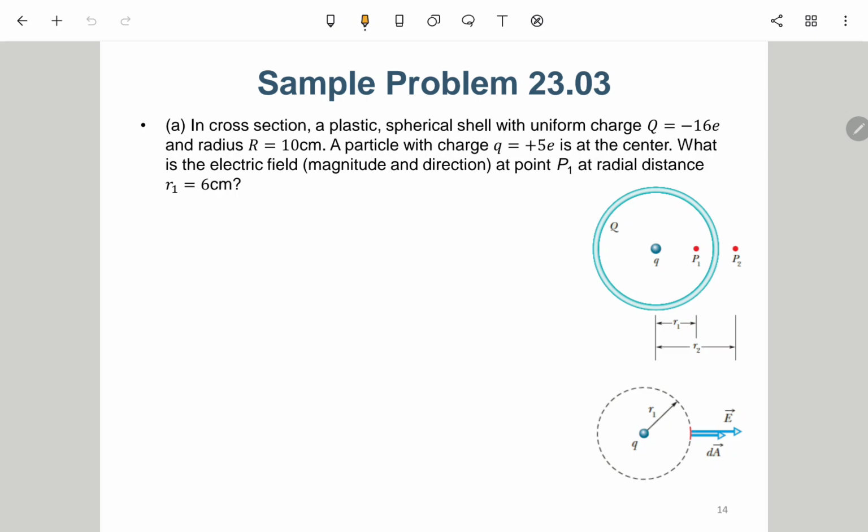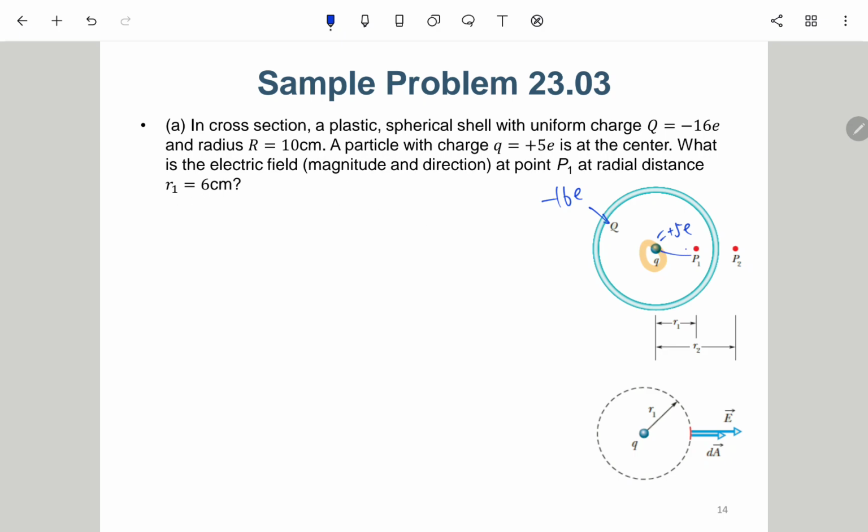Okay, so this is the small q, 5e, so this is equal to plus 5e. And then this capital Q is a -16e. And then for this, the radius is R equals 10 centimeter. What is the electric field at point P1 at radial distance R1 equals 6 cm?